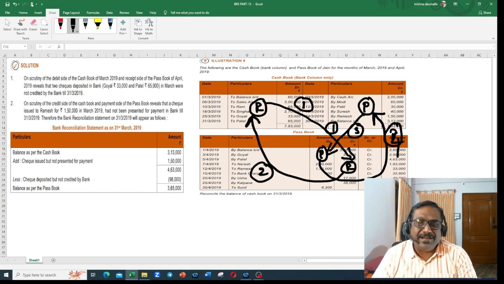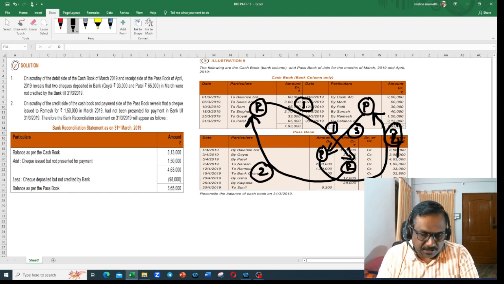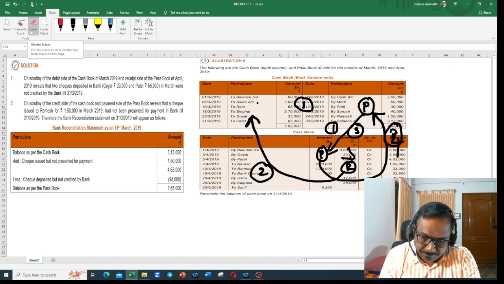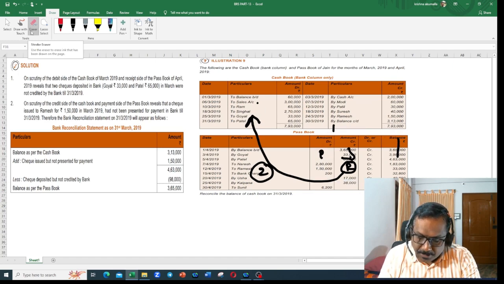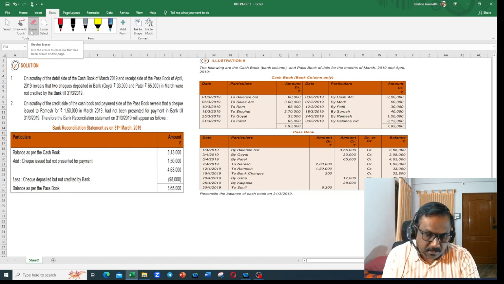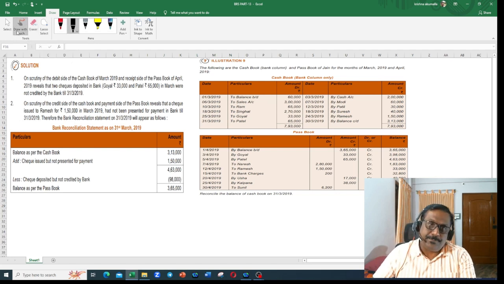Don't need to break your head on this. Clear? We will do the same thing now. Let us go to the problem now. What has he given in the problem? He has given the cash book of March and he has given the passbook of April.